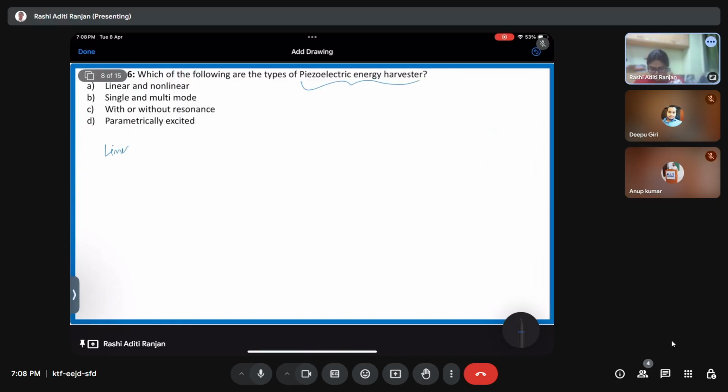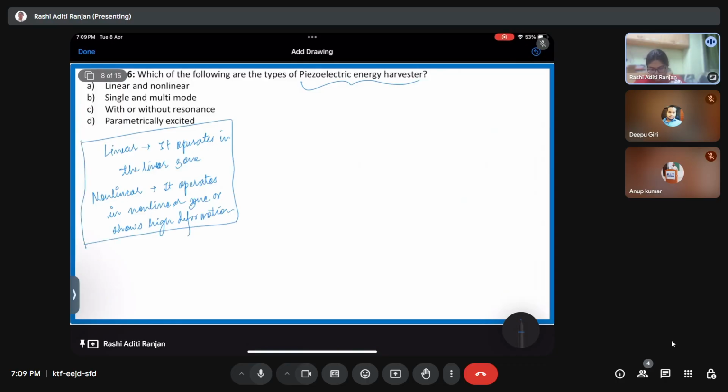First one is linear, when it operates in the linear zone. Then we have nonlinear, which operates in the nonlinear zone, or shows high deformation. This is the first category, linear and nonlinear.